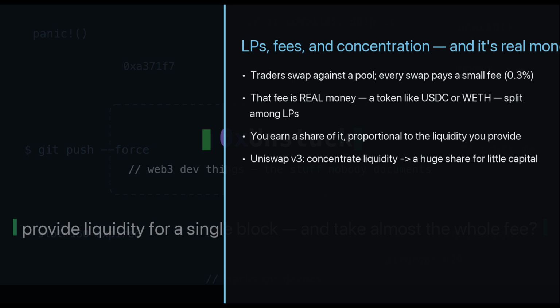Now the key upgrade, Uniswap version 3, added concentrated liquidity. You can pack your liquidity into a narrow price band right around the current price, which gives you a huge share of the active liquidity for surprisingly little capital. Wonderful for real market makers, and as we'll see, the perfect lever for a JIT searcher. Let's start with the honest normal flow.